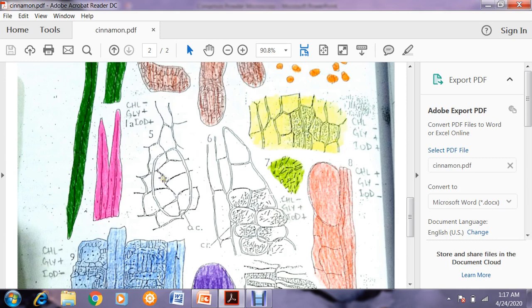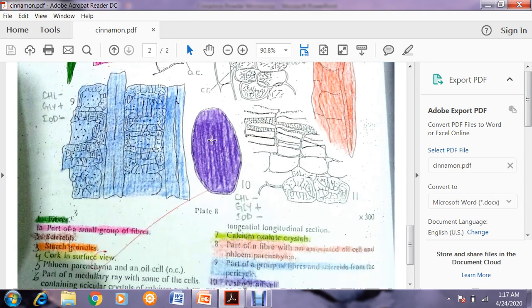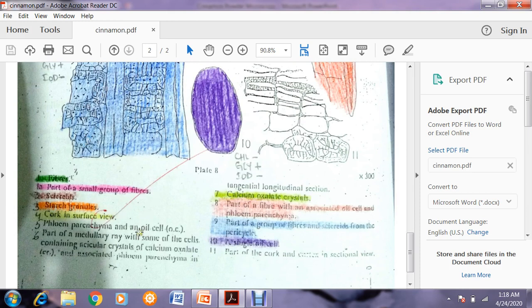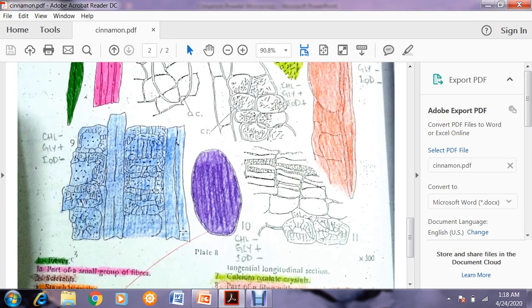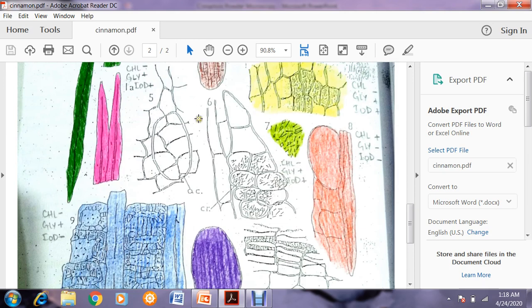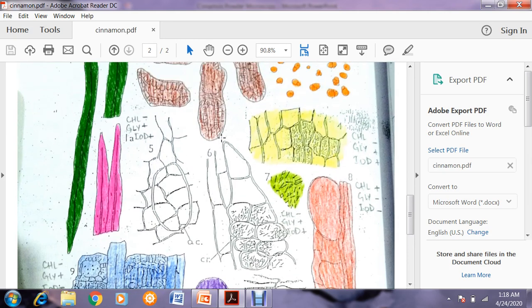Then number 5. What is number 5? You can see there is an oil globule. You can see it in detail: phloem parenchyma with an oil cell. This is the phloem parenchyma tissue cells, and this is the oil cell, a large oil cell. Now you can see the difference between the sclerenchyma and the parenchyma, as we discussed in our last lecture, the introduction of microscopy: parenchyma is a thin-walled cell, while sclerenchyma is a dead, thick, lignified cell. You can see the difference between these two kinds of cells.